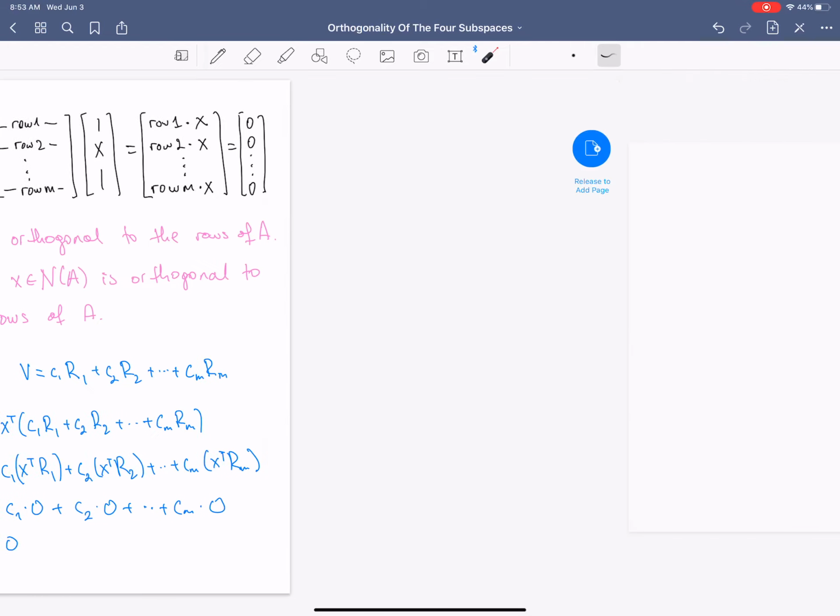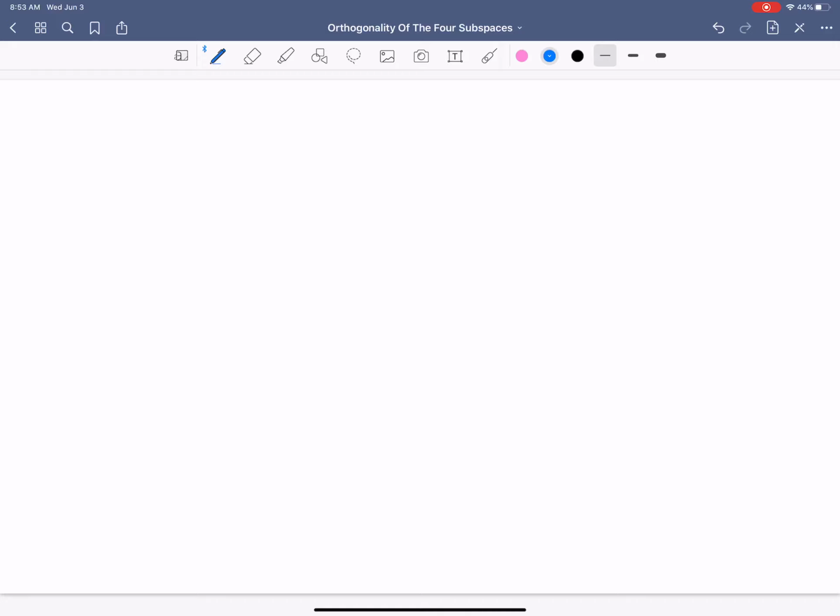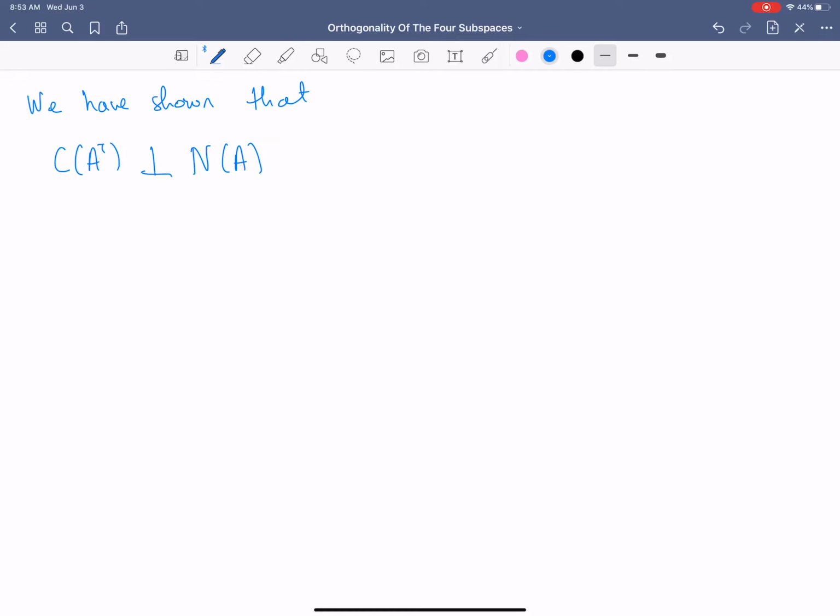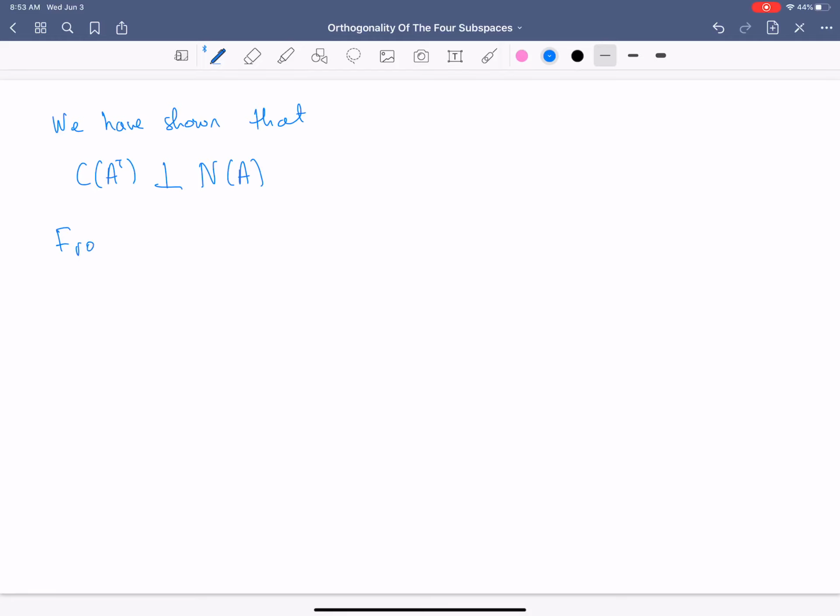So let me write that. Now we have shown that the row space of a matrix is orthogonal to the null space of that matrix. Now, from here, we also have that the column space of a matrix is orthogonal to the left null space of that matrix.